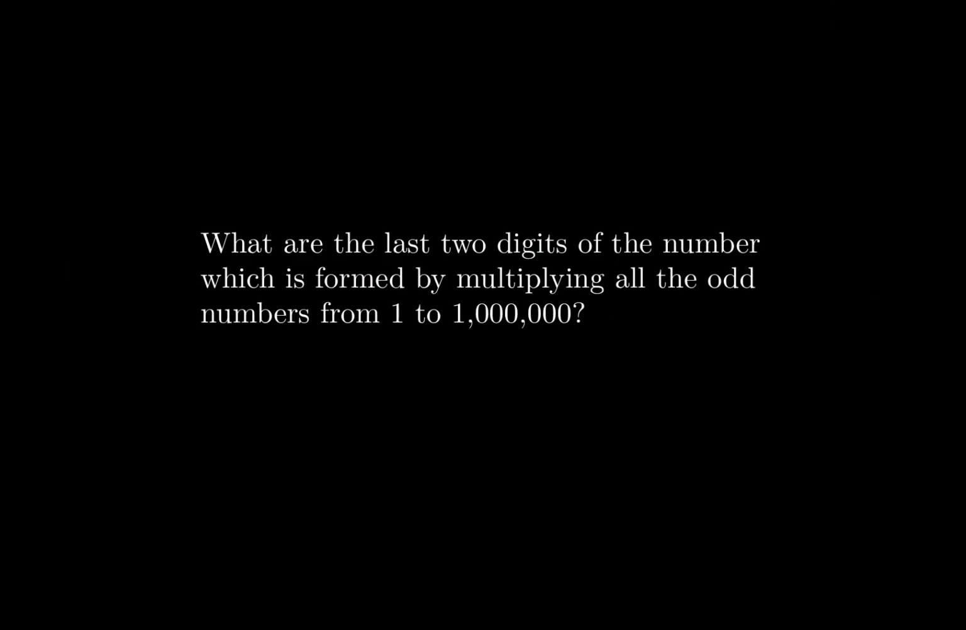Hello everyone. Let's take a look at our next problem. What are the last two digits of the number which is formed by multiplying all the odd numbers from 1 to a million?